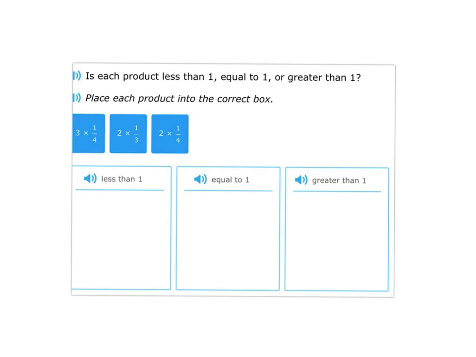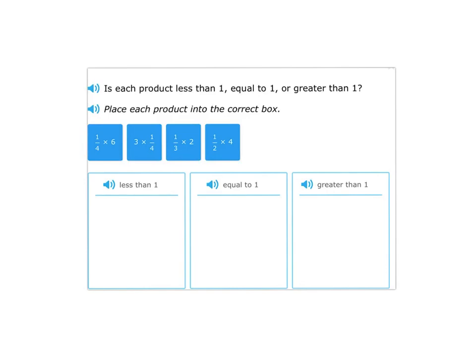Here's 3 times 1/4. I know that's 3/4, and that's less than 1 whole. 2 times 1/3 is 2/3, and that's less than 1 whole. And 2 times 1/4 is 2/4. And this time, they're all less than 1 whole. Let's take a look here. We've got 6 times 1/4. And when I do that algorithm, that shortcut, it's 6/4. And 6/4 is greater than 1 whole.